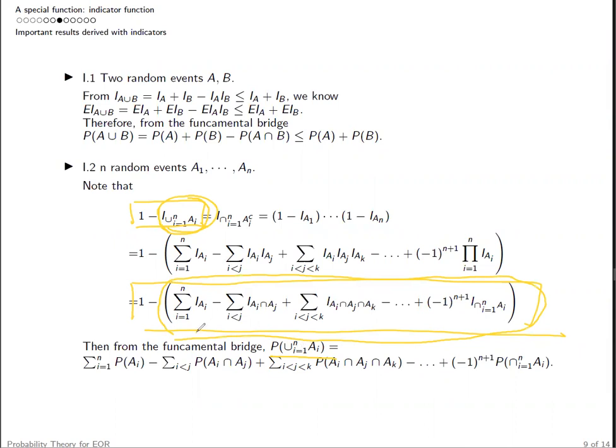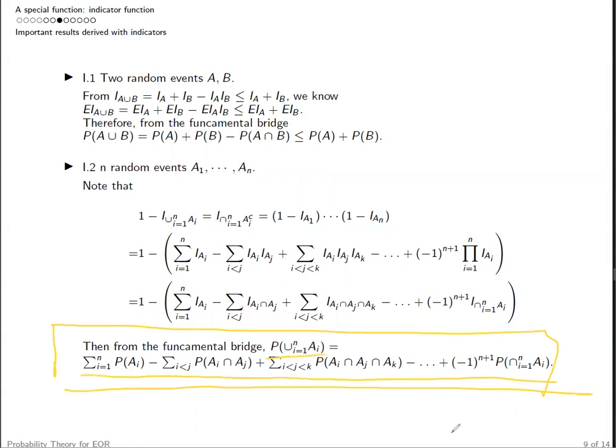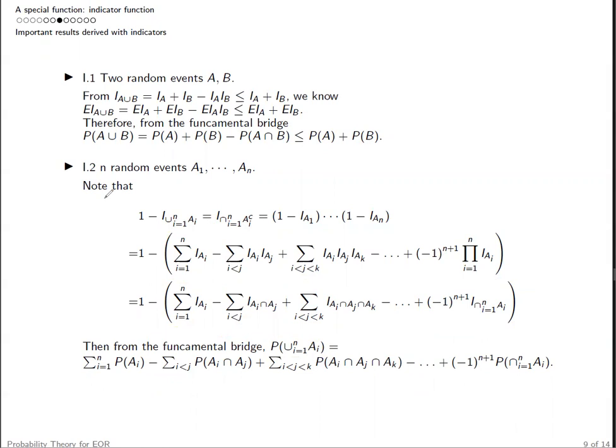And what happens to this monster here within the big brackets? Well, taking expectation and the fundamental bridge leads us to this. So now we have proved the inclusion-exclusion principle. This is the inclusion-exclusion principle with the help of indicator functions. So this is the first important result we discuss in this video that can be derived with indicators.